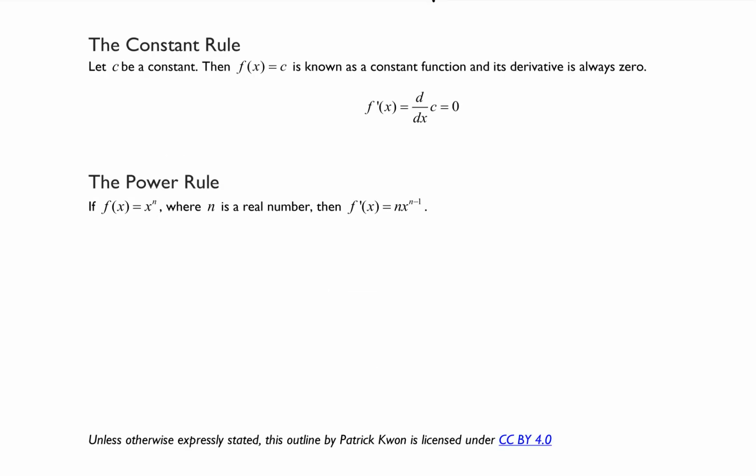Let's talk about the constant rule. So let c be a constant, then f of x equals c is known as a constant function and its derivative is always 0. So f prime of x, or d over dx of this constant function, is equal to 0. And the reason is that if you have a constant function like this, the slope of the tangent line anywhere is always going to be 0 because it's a horizontal line. And recall from algebra that the slope of a horizontal line is 0.